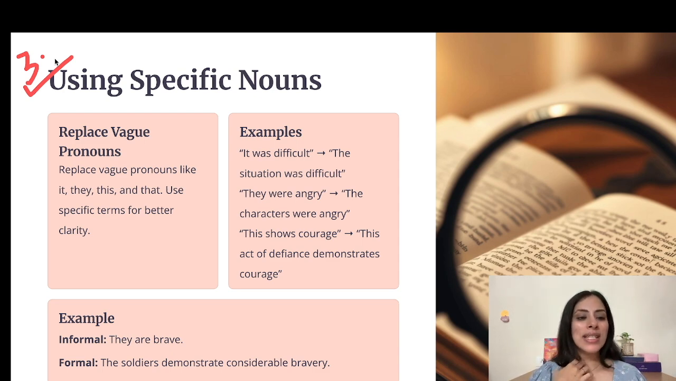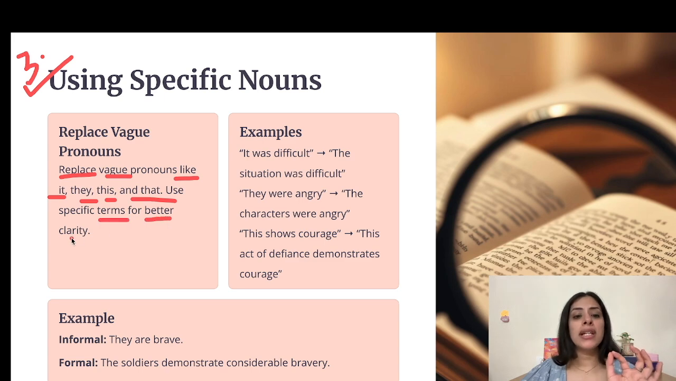So I always ask the students, why are you using these pronouns? Why not write exactly what you want to mention? Be specific about your sentences. I'll show you how. See, you have to replace vague pronouns like it, they, this, and that. Use specific terms for better clarity.